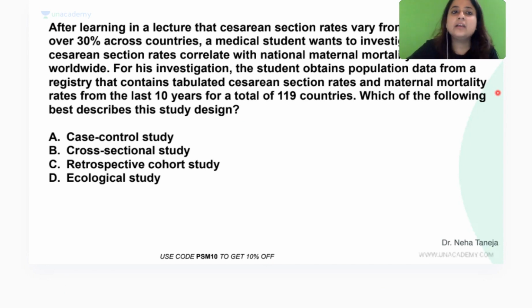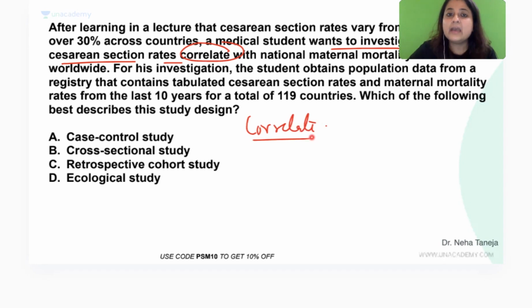Anyone? Population. Look, after learning in a lecture that C-section rates vary from less than 0.5% to over 30% across countries, a medical student wants to investigate if national C-section rates correlate with national maternal mortality rates worldwide. So I have to consider the national C-section rate. That means, let's say the C-section rate in one country, let's consider India, with the national maternal mortality rates worldwide with the other countries.